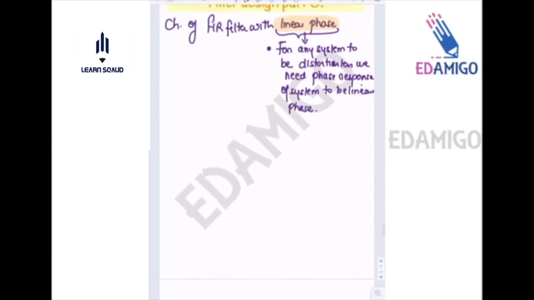Now let us take a causal FIR filter. A causal FIR filter means h[n] will be 0 for n less than 0, and we are taking h[n] to be non-zero.